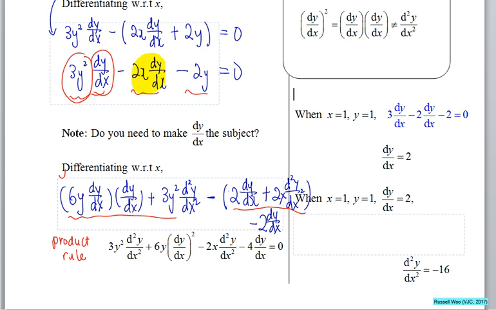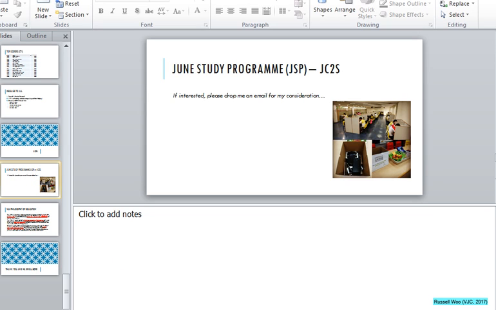Have attention please. This is just after simplifying this, don't want to go through. When x is 1, y is 1, again you substitute into this, you get 3 dy dx. Okay, I'm going to write it out. You get 3 d2y dx squared because you substitute.